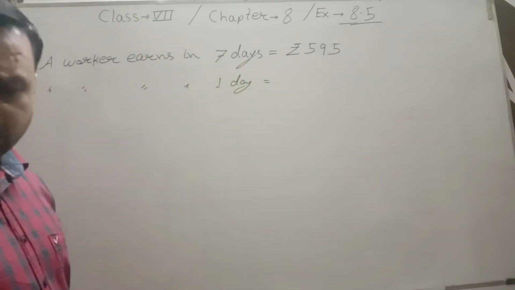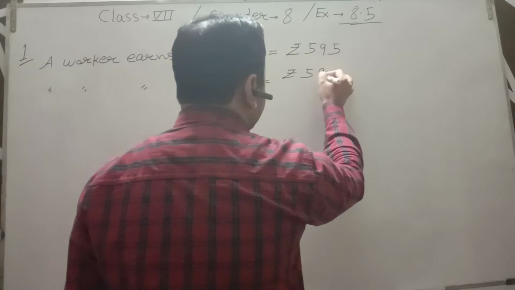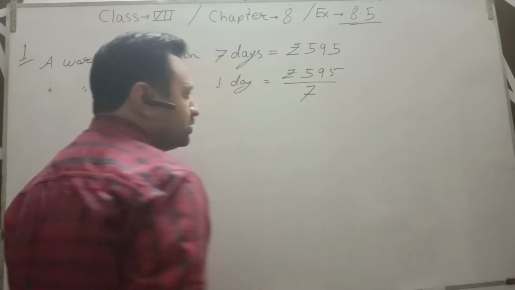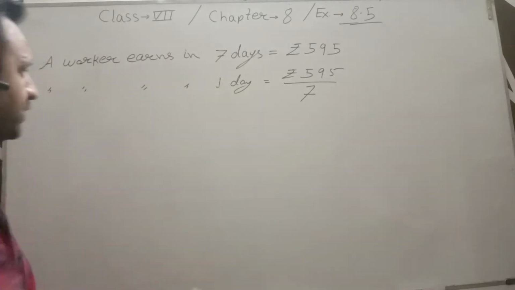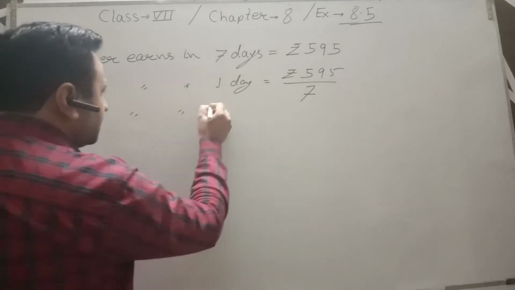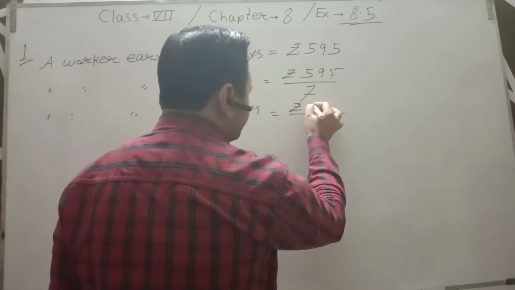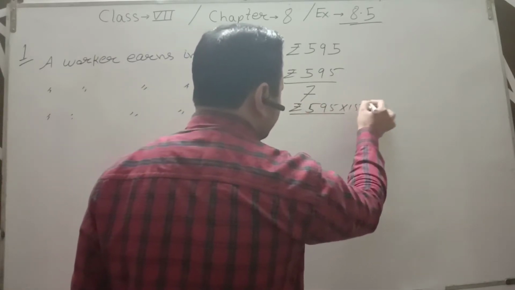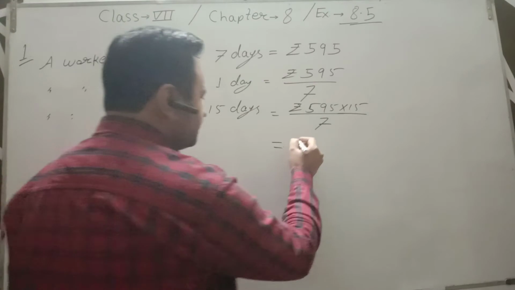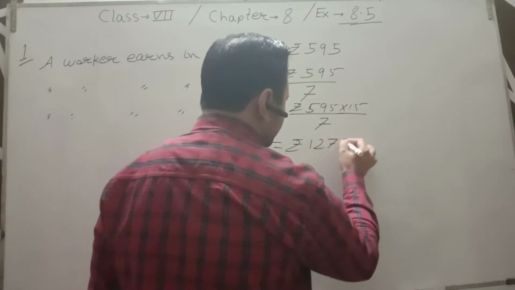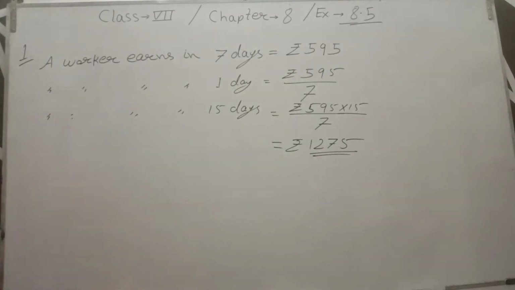एक वर्कर एक दिन में कितने रुपए कमाएगा? It means rupees 595 upon 7. To find the value for one is called the unitary method. Now we have to find what a worker earns in 15 days. So multiply by 15: rupees 595 multiplied by 15, and in the denominator 7. The value we obtained is rupees 1275. It's very simple. It's the unitary method. Just note down.